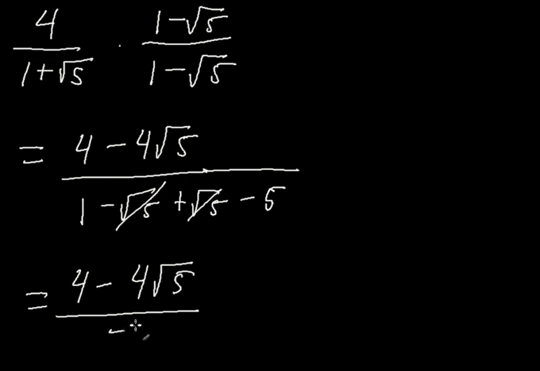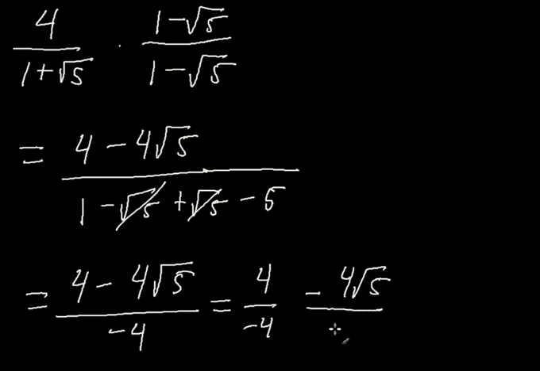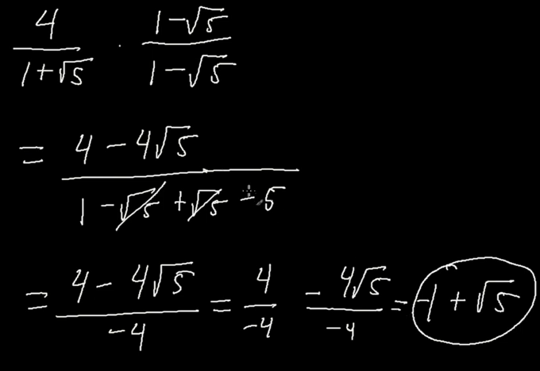So I'm going to rewrite that. And I'm going to actually split the denominator so I can simplify this. So this is 4 over negative 4 minus 4 root 5 over negative 4. And you can see I can simplify this to negative 1, and I can simplify this to positive root 5. Negative 1 plus root 5. And that's the final answer, okay? So again, there's more steps. We have to distribute, but we want to make use of that conjugate so we can get rid of it, okay?